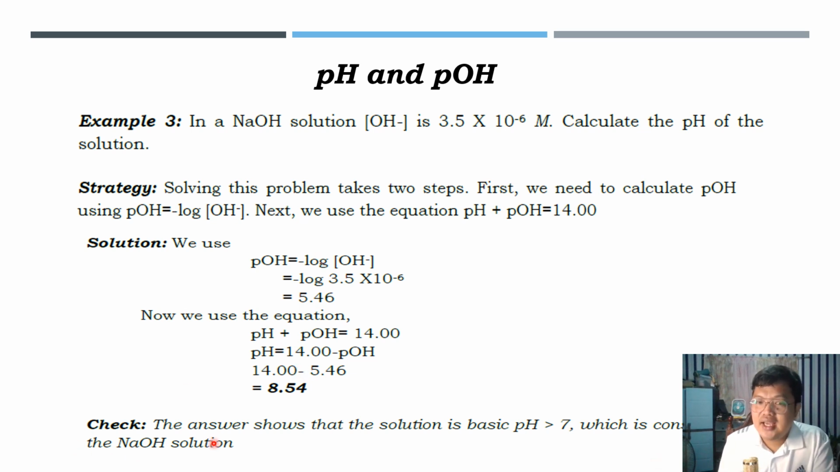Now check. The answer shows that the solution is basic because the pH is more than 7, which is consistent with the sodium hydroxide solution. You know, sodium hydroxide is a basic compound, and that makes the solution also basic. And that shows also in our calculation that it's 8.54. That's more than 7. That makes the solution also basic. So that's how you calculate the pH if the given is the POH of the solution.